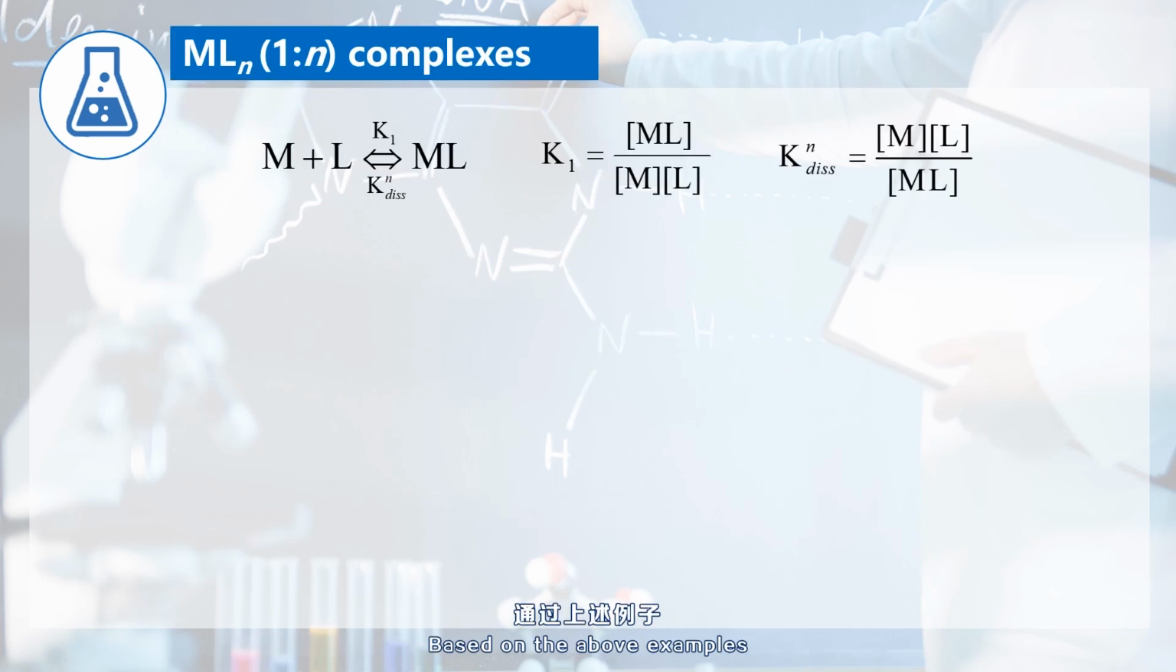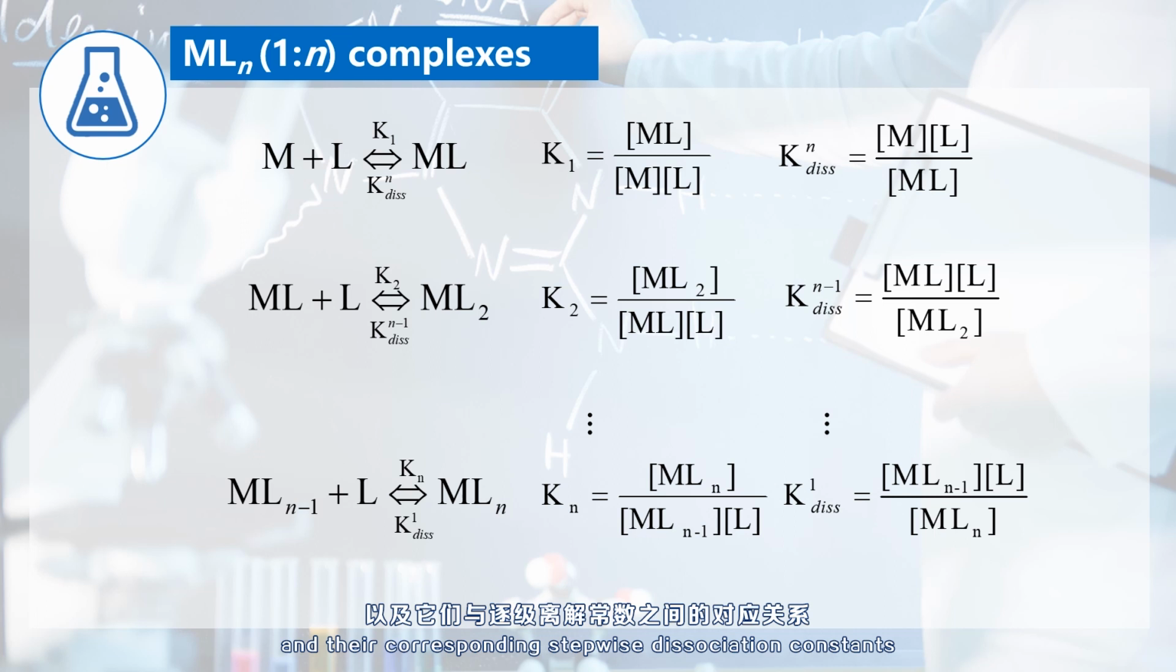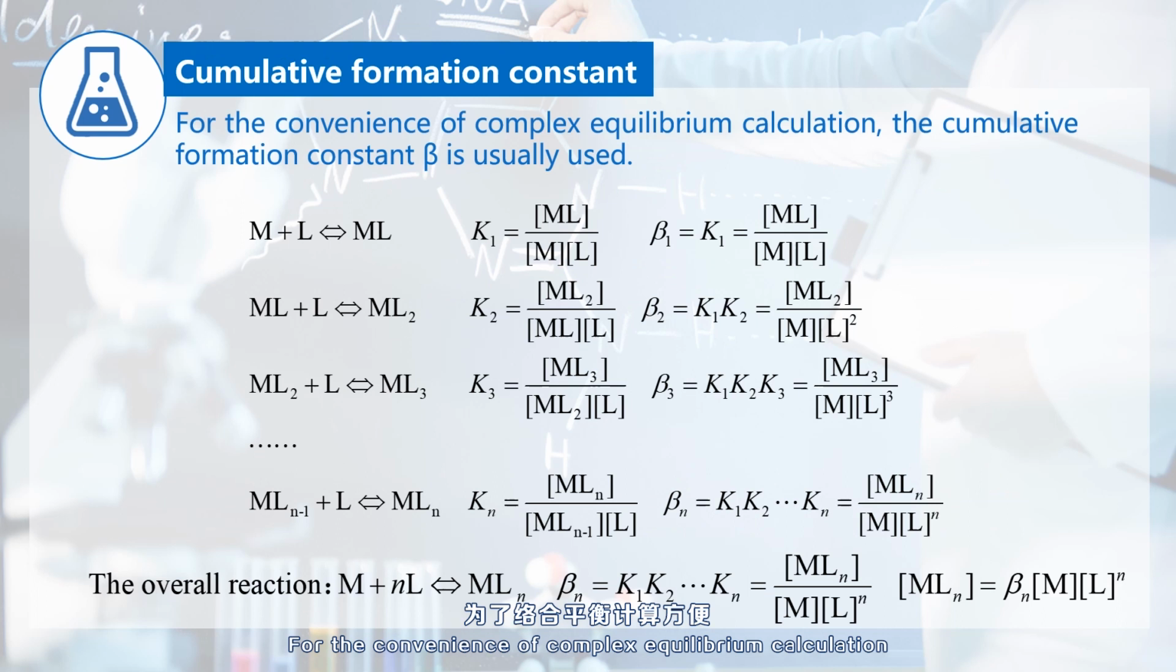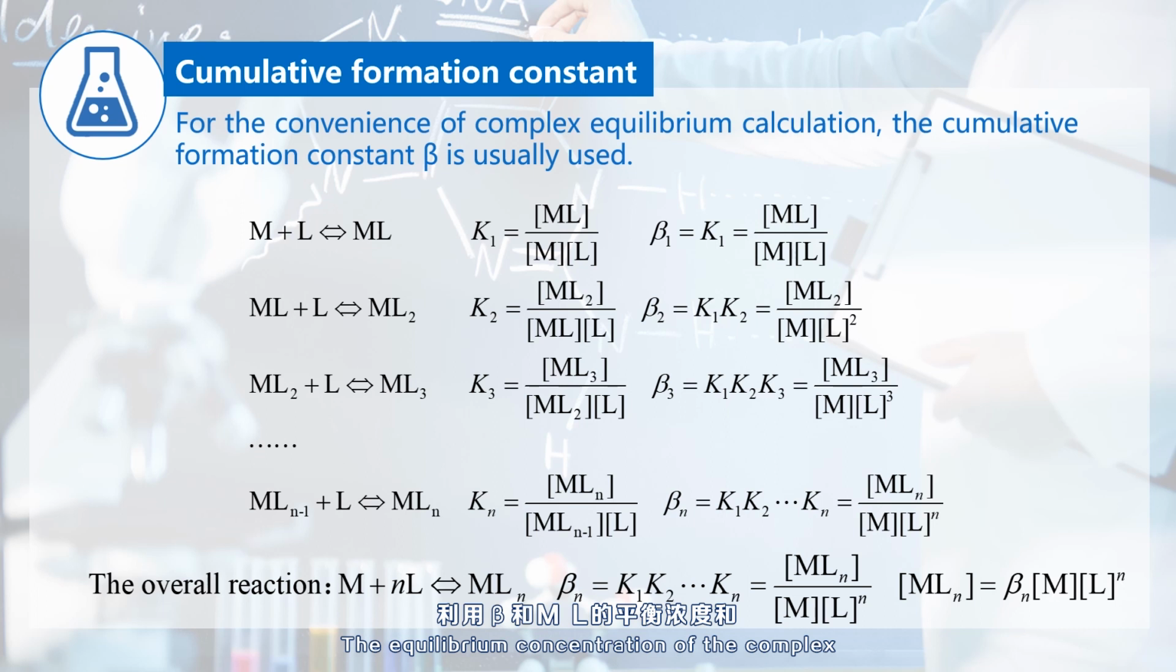Based on the above examples, we can summarize the general expressions of the stepwise formation constants and their corresponding stepwise dissociation constants. For the convenience of complex equilibrium calculation, the cumulative formation constant beta is usually used. The overall reaction, M reacting with nL to produce MLn, is the total result of stepwise complexation reactions. The equilibrium concentration of the complex can be calculated by using beta and the equilibrium concentrations of M and L.